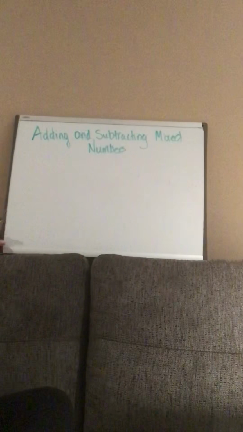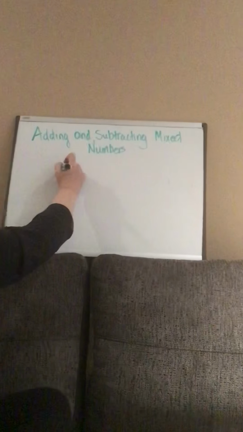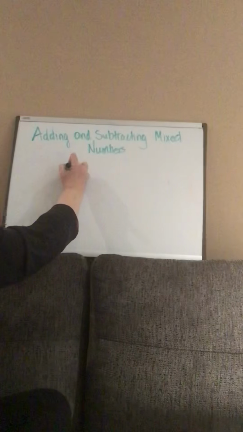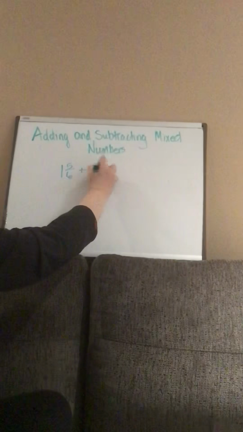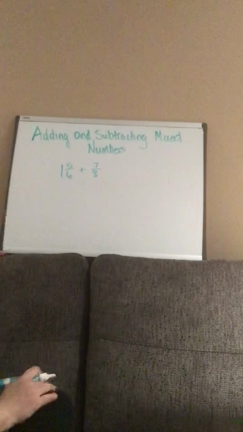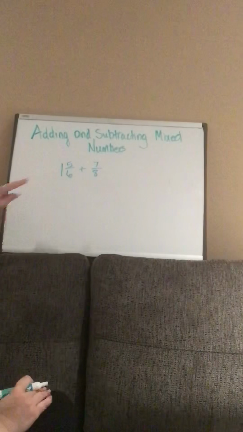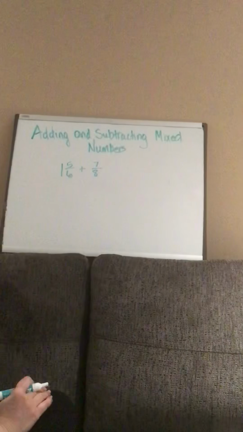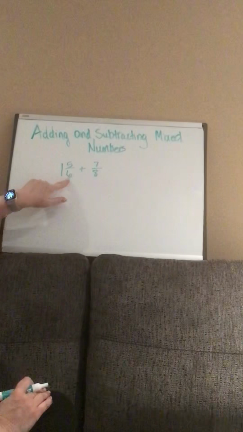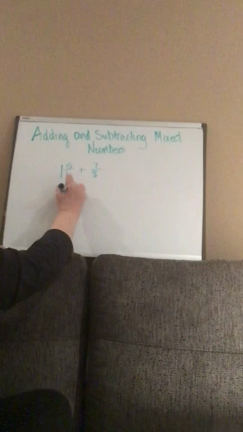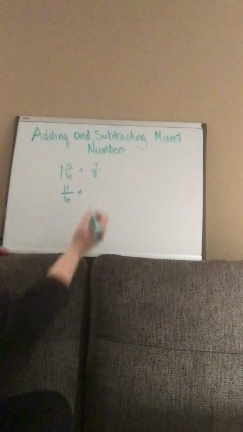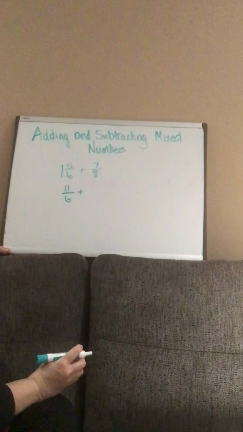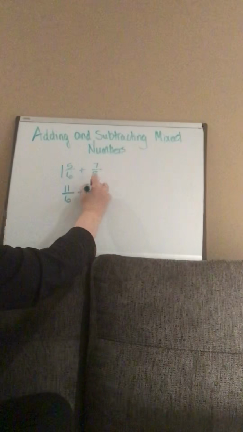So let's try 1 5/6 plus 7/8. Change this to a mixed number. 1 times 6 is 6, plus 5 is 11 over 6, plus 7/8. 7/8 isn't a mixed number, I just write the fraction down.